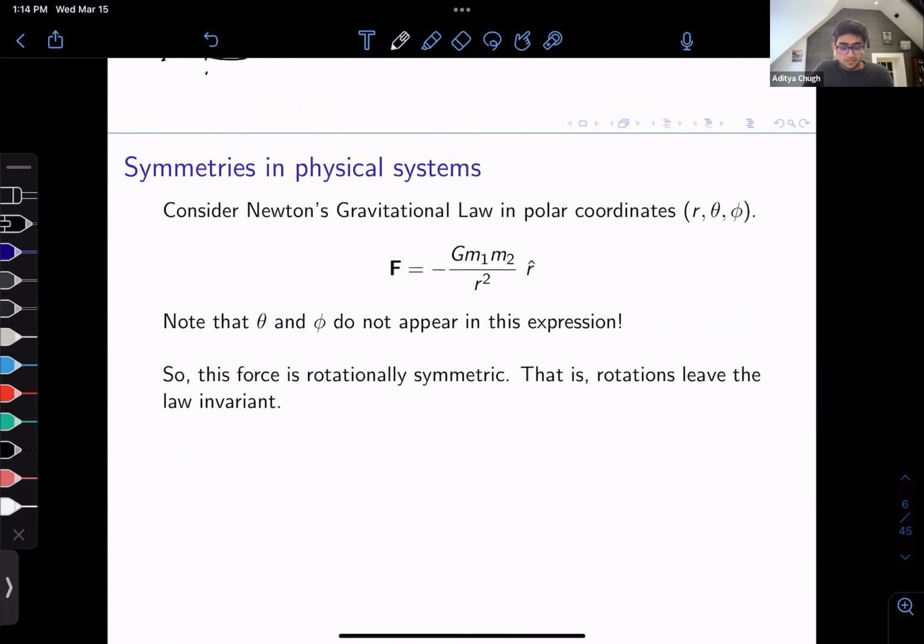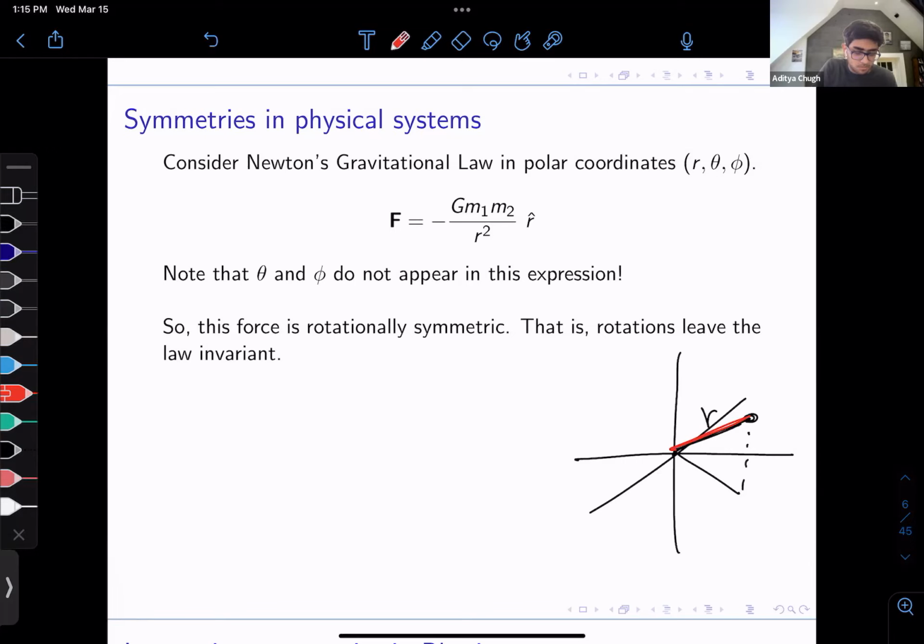Now, symmetries in physical systems. Newton's law is pretty popular, pretty useful. This is Newton's gravitational law. In describing this equation, we can use polar coordinates. If these are our 3 dimensions, then you could describe a vector here by giving the distance from the origin. You could similarly describe the angle it makes from the x-axis, the angle it makes from the z-axis, and so on. And these are our polar coordinates.